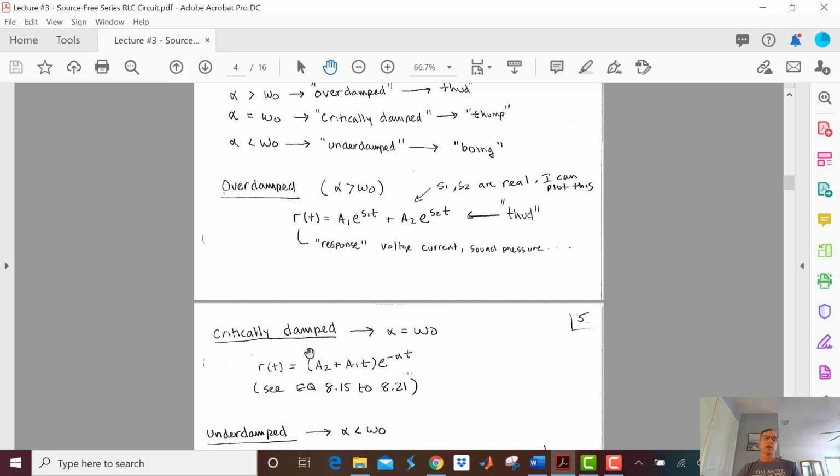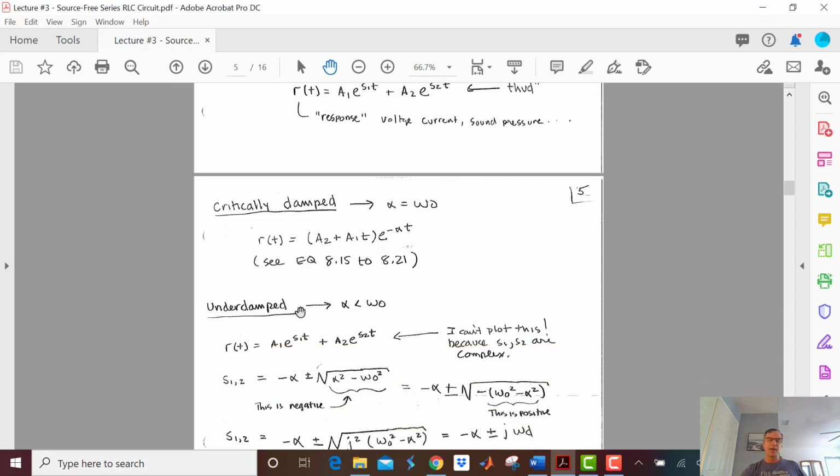Now we're going to the critically damped case, where alpha equals omega naught, and I'm just going to write the expression for the response of t. You can see the equations in the text, where they do a very nice derivation of it. Now let's go to the underdamped case. This one's getting fun because it's got boings in it, and boings have pitch, and pitch is music, and I love music, so I like the underdamped case.